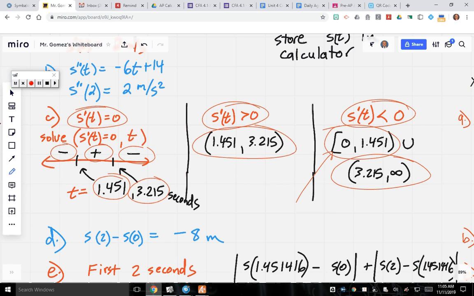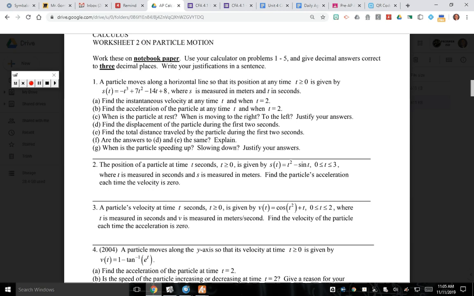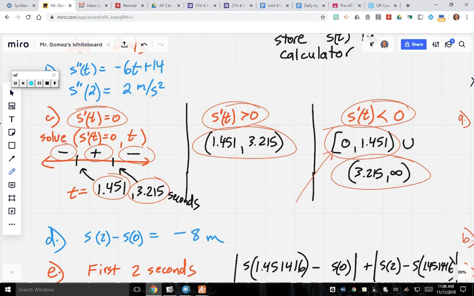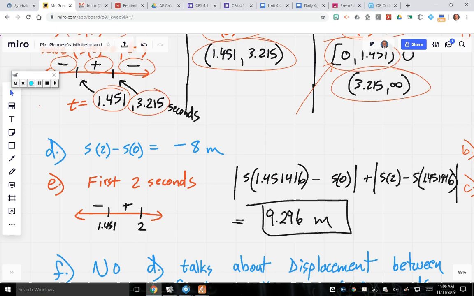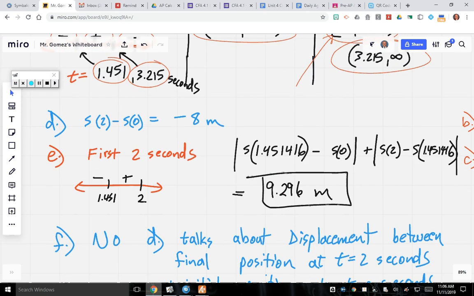So let's go back to the question that says, for D, find the displacement of the particle within 2 seconds, the first 2 seconds that is. So you see what I did here is I just, if you can scroll down please. D, I'm going to put the final position minus the initial position. So it's s of 2 minus s of 0, which gives me the negative 8 meters. That's it. Keep going if you can, please.